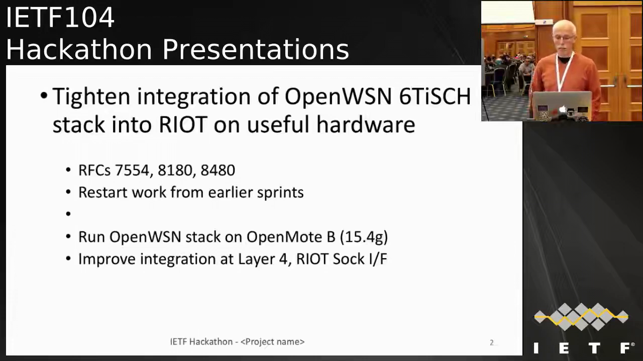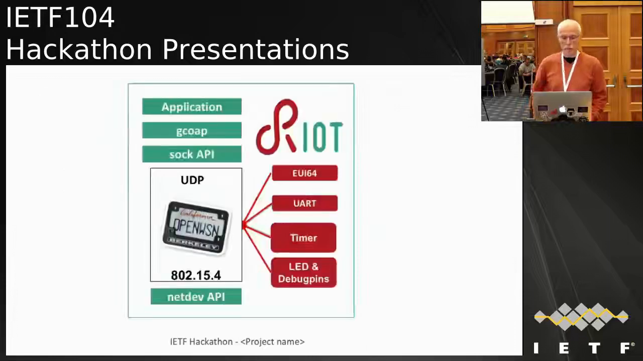That also will eventually get us to 802.15.4g and long range, and also to improve the integration at layer 4 so that we can run our applications on top of it. Let me explain that a little better. On the left, you can see how things fit together. On the top, part of the work was the integration with the SOCK API, the third one down, so we can use CoAP on top of that to test our application.